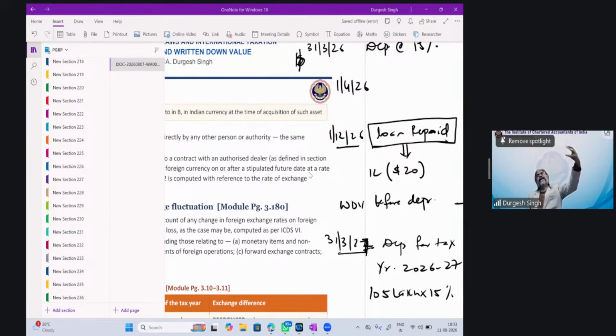The natural query that is coming to the students is this: sir, since you have capitalized in December 2026, rupees 20 lakhs, then why have you taken full depreciation of 15% on that 20 lakhs? You should have taken half depreciation, which is 7.5%, on that 20 lakhs. And on the opening WDV, you take the full 15% rate of depreciation. This is the majority of the query. That was the reason why I deliberately changed the date in this particular question.